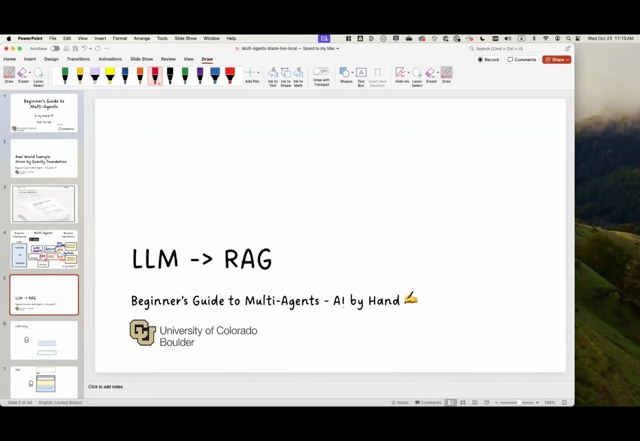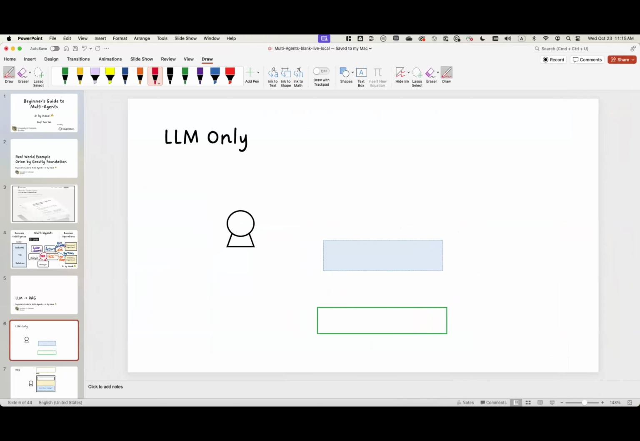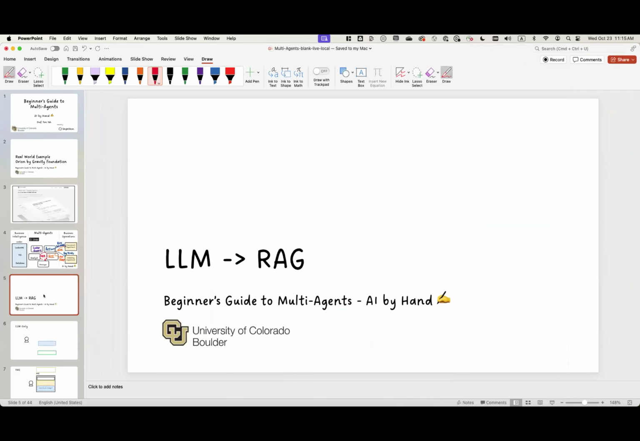Now going back to the actual lesson that I'd like to do today, and make it bigger now. For the next section, I'd like to take you from the beginning, when we only started with a large language model, and show how we could evolve to RAG, to agent, and multi-agent over time.